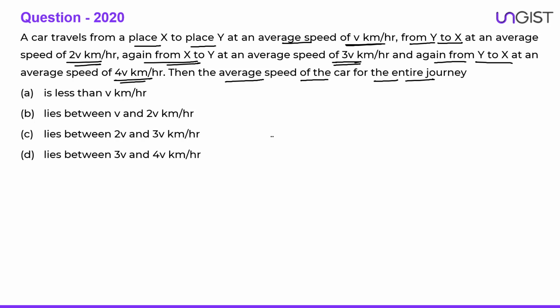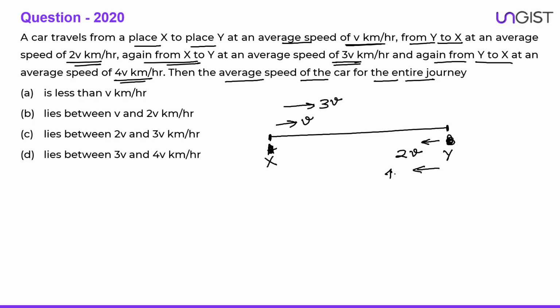Alright, see everyone, here this is, let's say, A and this is, let's say, B, right? So the question is saying a car travels from place X to place Y. Sorry, it will be X and this will be Y. A car travels from place X to place Y at an average speed of V km per hour, and came back from Y to X at 2V km per hour. Again from X to Y it is 3V kilometer per hour. Again from Y to X it is 4V kilometer per hour. Right. Now we need to find the average speed for the entire journey.